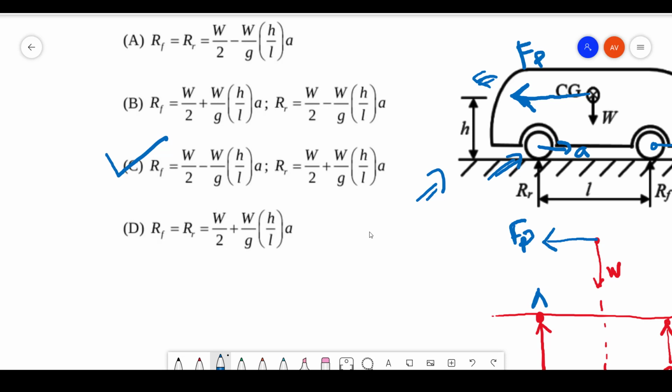Now if you take a wrong direction for FP, you are going to end up with option B. So that is the main trick here, which is the direction you are going to take for your pseudo force. I hope you understood this problem. You can check out more details about pseudo force and its direction, and what the cases are where you consider these things, in NPTEL. So thank you.